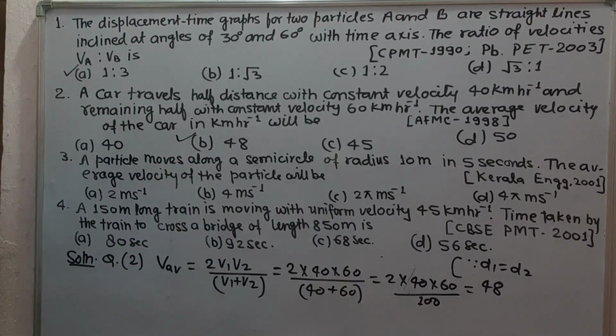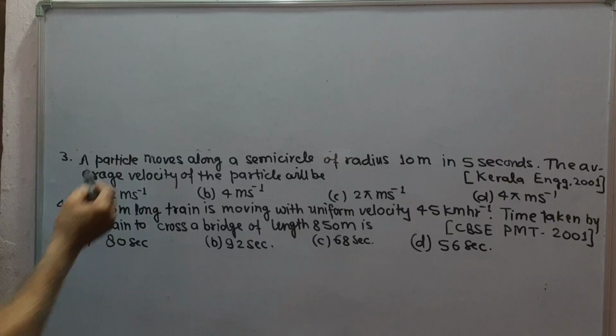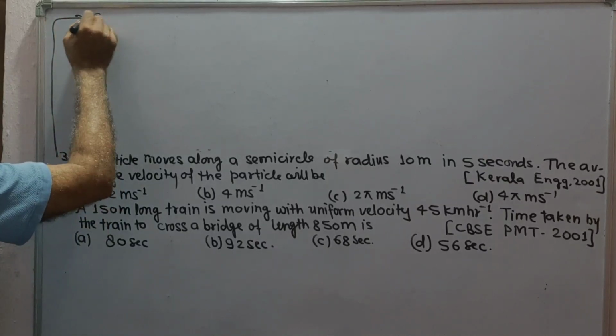Next question number 3. The question is: a particle moves along a semicircle of radius 10 meter in 5 seconds. The average velocity of the particle will be. Now solution to question 3.